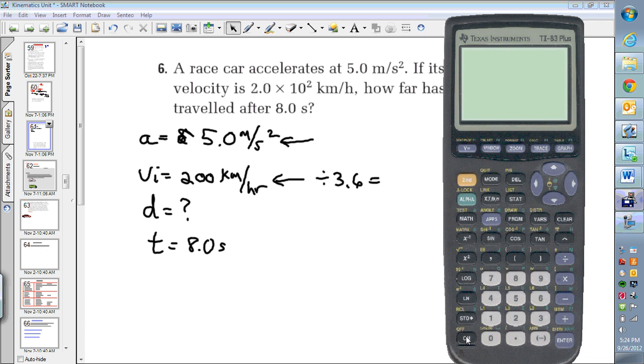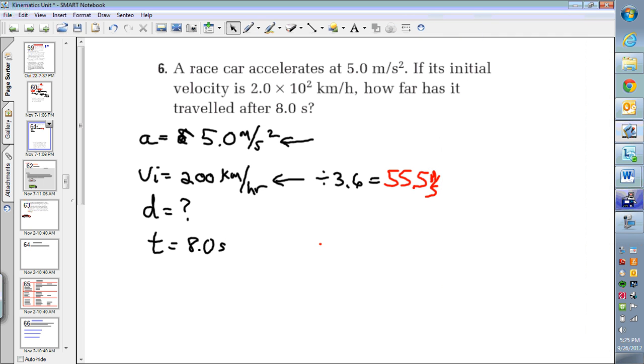It's supposed to be on. There we go. So we're going to take 200 and divide by 3.6, and that'll give us 55.5 repeating kilometers per hour, or meters per second. Okay, so I'll get rid of the calculator for a bit. There's a decimal in there. So now we can proceed and solve the question.